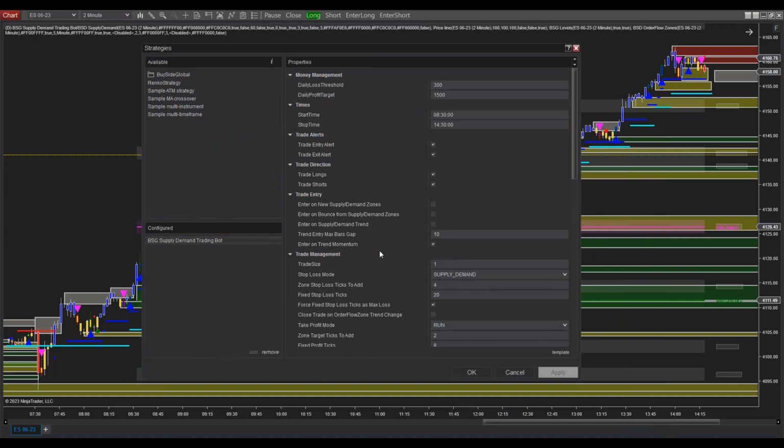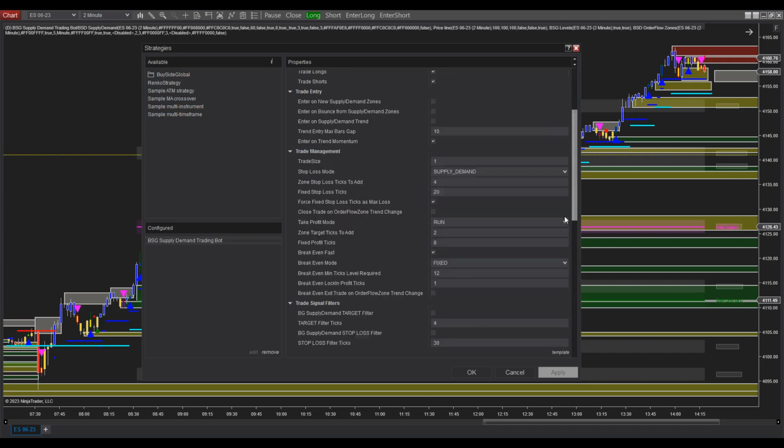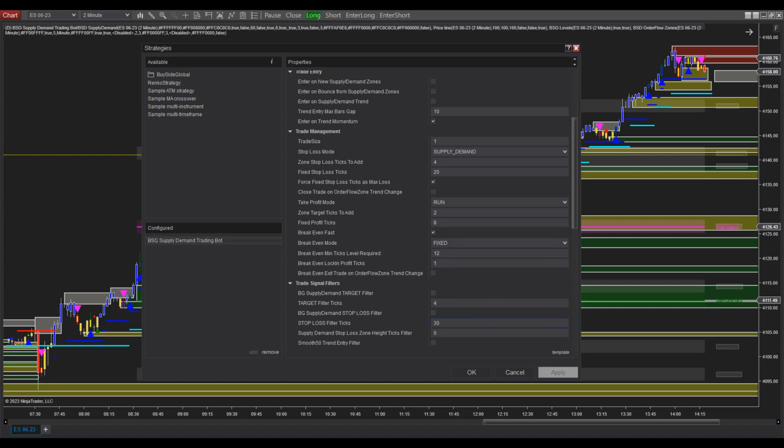Here is the bot high-level settings. We have to look for three things: how we're going to enter the trade, how we're going to filter every single trade, and then how you're going to manage a trade once you are in the trade.